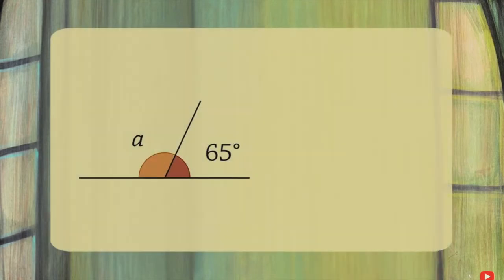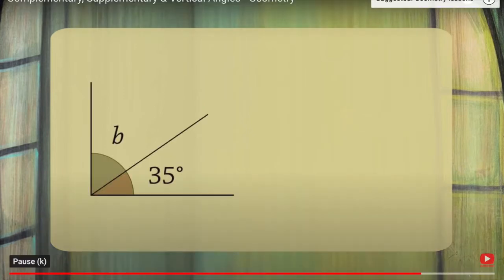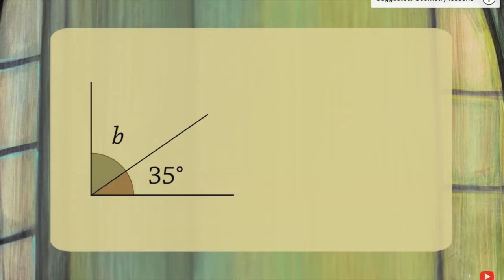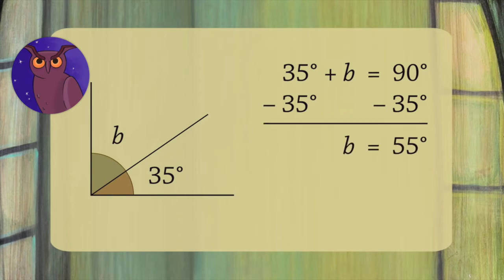A little bit more problem solving in this unit that you might have to do independently. These two angles are supplementary, so A plus 65 degrees equals 180 degrees. If you subtract 65 from both sides, you get A equals 115 degrees. Let's see another example. Suppose these two angles are complementary. What is the size of angle B? Well, if two angles are complementary, then their sum is 90 degrees. So 35 degrees plus B equals 90 degrees. If you solve for B, you get B equals 55 degrees.